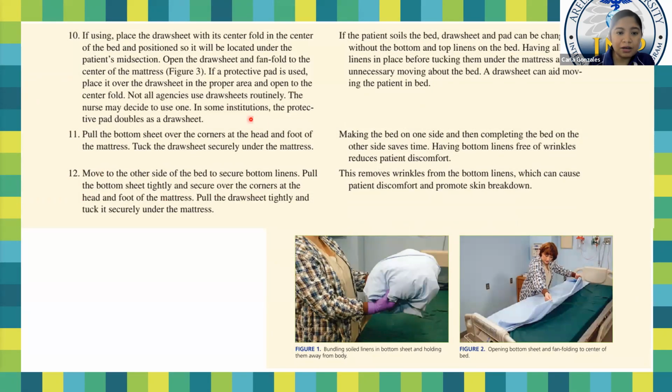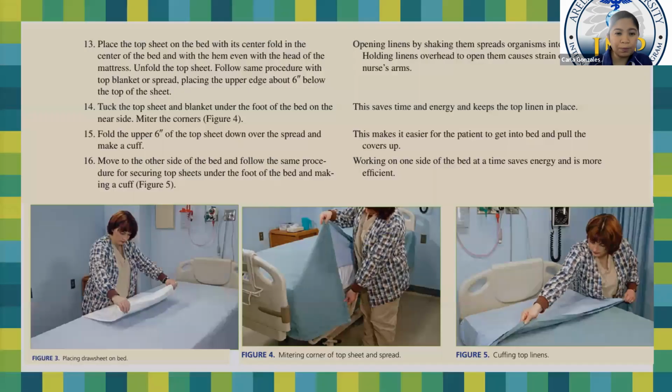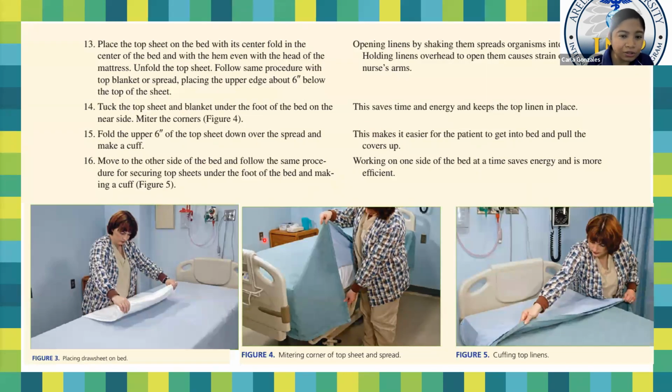And the next one is you put the bottom sheet over the corners of the head and the foot of the mattress. Okay, so you have to spread. So to easily do this, it is better that you work on one side first before you spread the entire bed sheet to the other side. Okay, so some techniques that you also need to practice would be mitering the corners.